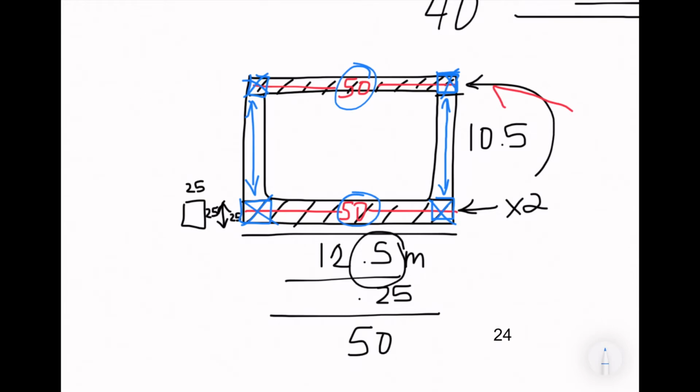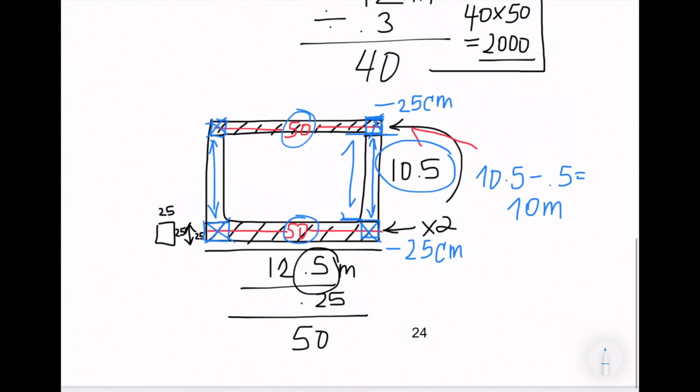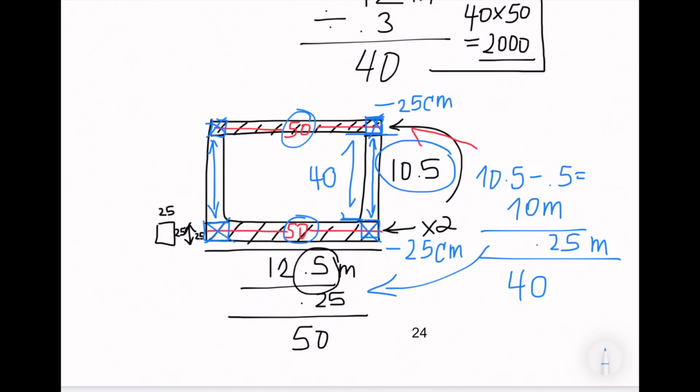So to compensate for that, we should remove 25 centimeters from the height that we're calculating. So from 10.5 meters, you should remove 50 centimeters to start off. So this length from here to here is actually only 10.5 minus 0.5 equals 10 meters. Does that make sense? So for 10 meters, we're going to divide that just like we did here by 0.25 meters. In each meter, there are 4 quarter meters, and that means in 10 meters, there would be 40.